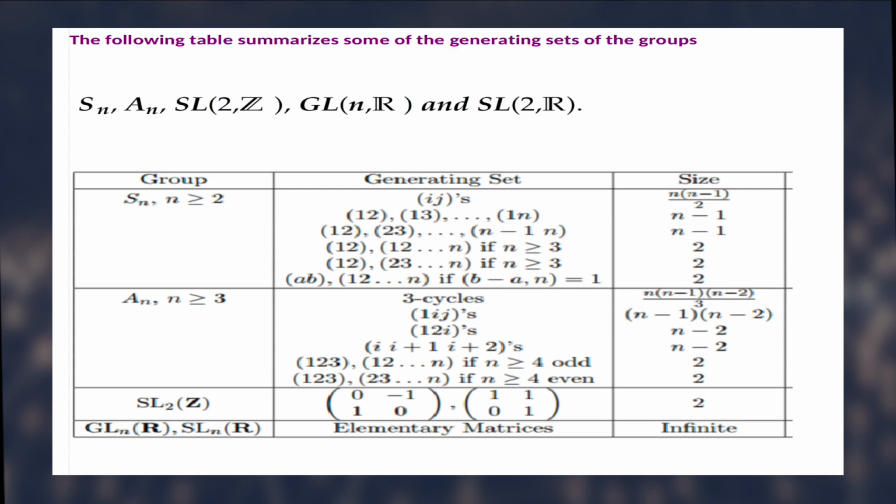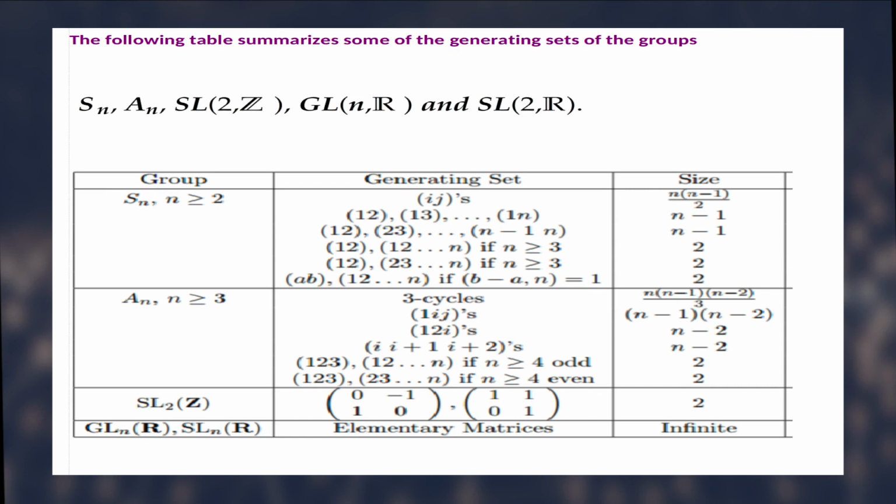We are seeing the group S_n, n greater than or equal to 2. If the generating set is (1 2), (1 2 ... n), if n is greater than or equal to 3, then the size is 2. Next, you try to tell: (1 2), (2 3 ... n), if n is greater than or equal to 3, then the size is, yes, you are right, this is also 2. The transposition (a b) and (1 2 ... n), if b minus a and n is equal to 1, then the size is 2.